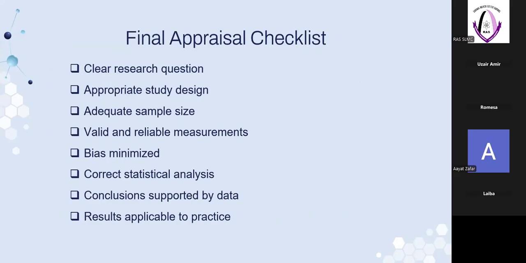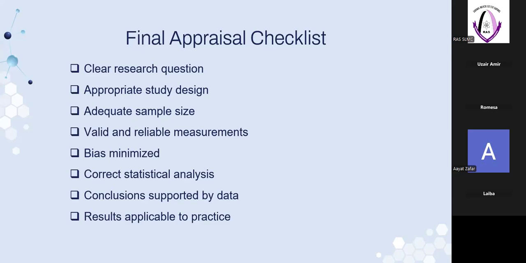Next, we have the final appraisal or checklist. Basically, we need to ask ourselves certain questions. I have mentioned all these things in the entire lecture, and now we are just check boxing, ticking each and every single box whenever we are critically analyzing a research article ourselves.